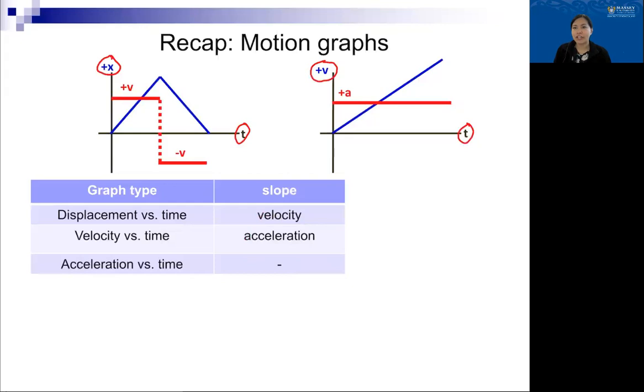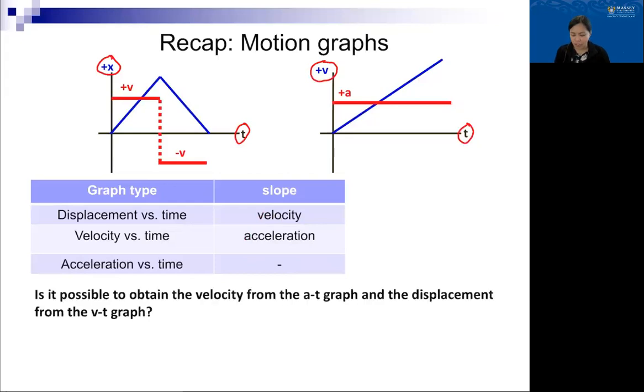All right, good. Okay, so if that's okay, now the question is it possible to go backwards? Meaning, is it possible to use the acceleration time graph and obtain the velocity? And is it also possible to use the velocity time graph and obtain the displacement? And that would actually be our lesson for today. Okay, in fact, of course, the answer is yes, because otherwise we won't be learning that today.